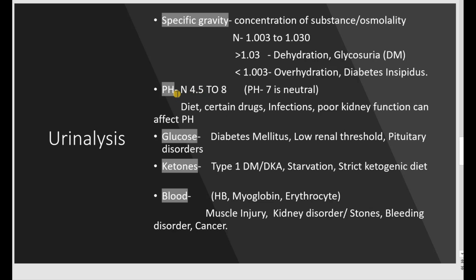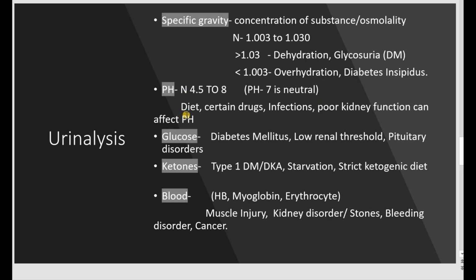Now, the pH. The normal pH is 4.5 to 8. pH is the concentration of the hydrogen ion, and pH indicates whether the substance is acidic or alkaline. pH 7 is neutral, less than 7 is acidic, greater than 7 is alkaline.